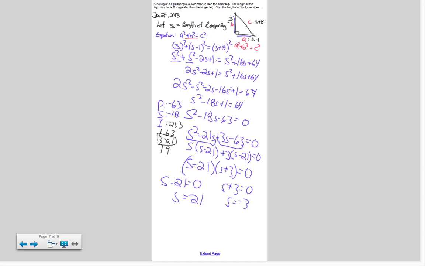No? How could you say no, Tran? Because we have s equals minus 3. Yeah. Can't have a negative. We can't have a negative value for a side, right? So we can rule this out as a possible length of a side. So therefore s gives us s equals 21. So therefore, the lengths of the sides are 21 centimeters. What's the other two sides?